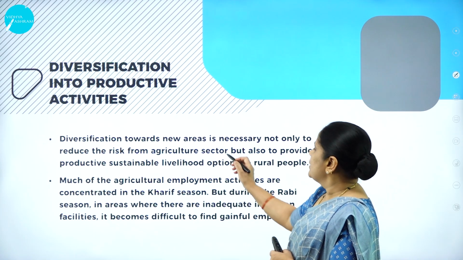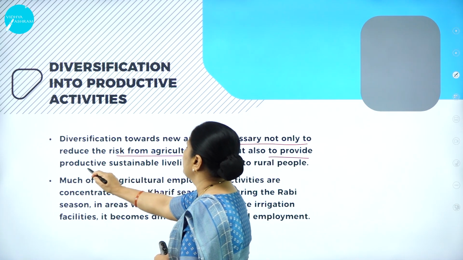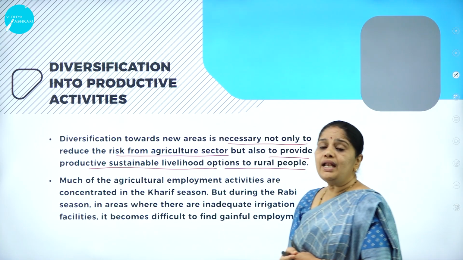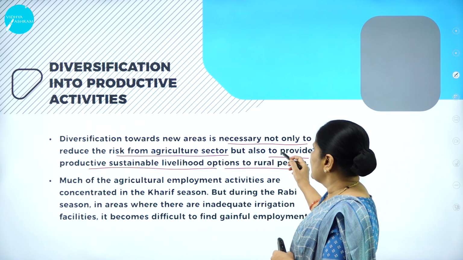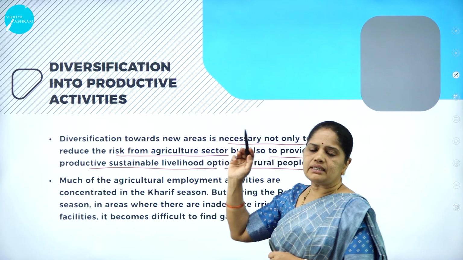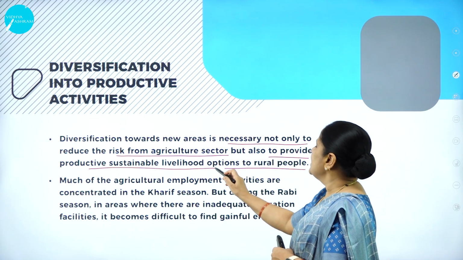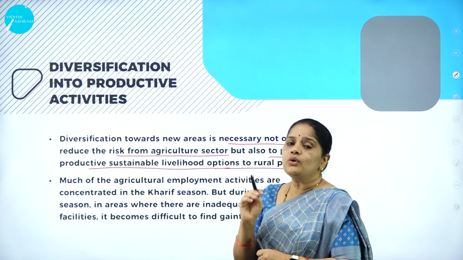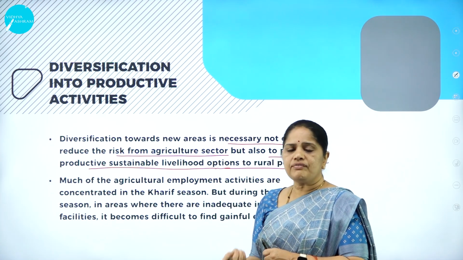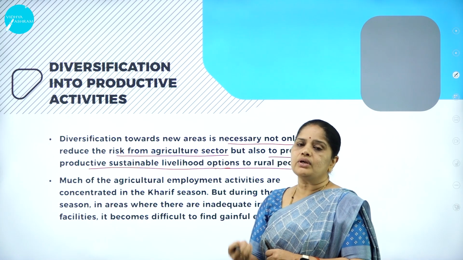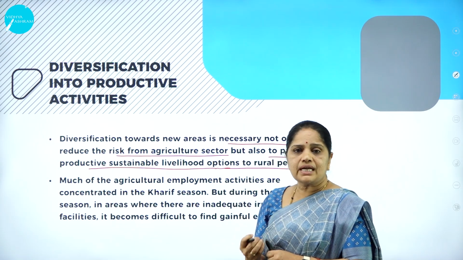Then diversification towards new areas is necessary, not only to reduce the risk from the agricultural sector, but also to provide productive, sustainable livelihood options to the rural people. So the farmer need not be dependent only on the agricultural sector. The rural people will be free after the farming season is over. During that free time, if they can be offered some opportunities for livelihood, it will help in giving them extra income, and also help them reduce their credit to a certain extent.